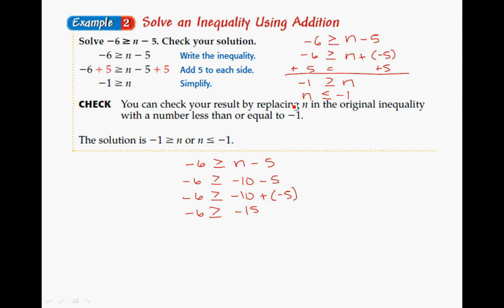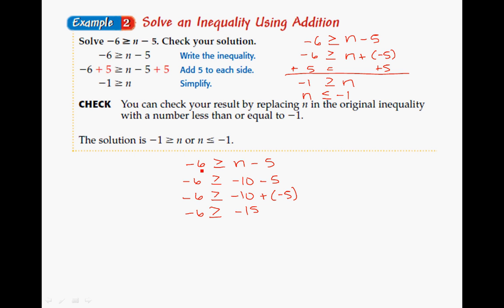But notice if we want to change it around, let's say we don't want to say that the value is being compared to the unknown, we want to say the unknown is being compared to the value. Notice what happens. If you're going to move these around, you have got to flip the direction of the inequality. So instead of negative 1 is greater than or equal to n, we can say n is less than or equal to a negative 1. And they're making that statement here on this side too.